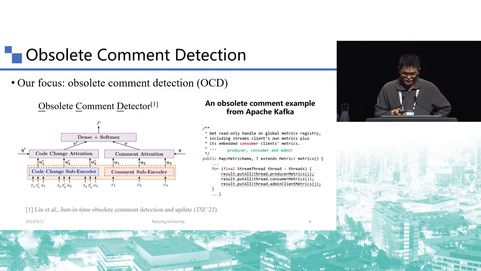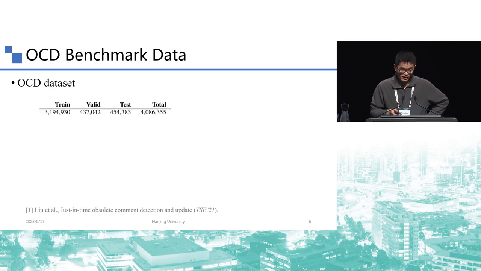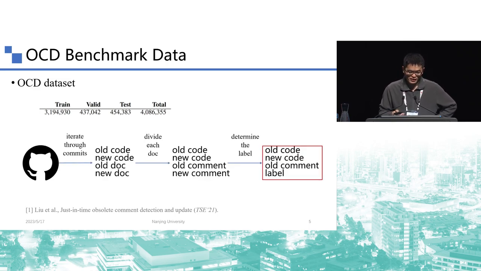Liu et al. proposed an obsolete comment detector to automatically detect obsolete comments when developers make code changes. Specifically, they construct a neural network that takes the code change and comments as input and outputs the probability of the comment being obsolete. To train and test the neural model, Liu collected more than 4 million samples. For each target repository, they iterated through the commits and extracted modified methods and their corresponding Javadoc to further decide which sentence in the Javadoc is obsolete. They divided each doc into multiple sentences. Finally, the label of each sample is determined by simply comparing the old comment with the new comment.